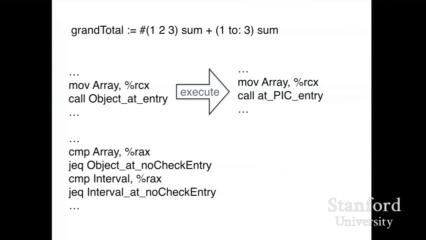So when we execute this in the context of the interval, the 1 to 3 sum, we're going to get a failure. And once we've rebound, we're going to call this pick, and this pick just does a series of comparisons. The first entry compares the current class against array and jumps to the no check entry point, which will execute the code, and the second case checks for interval and so on. And this is stretchy, so it might be able to expand to some number of cases.